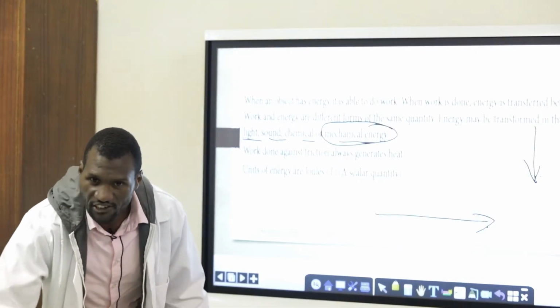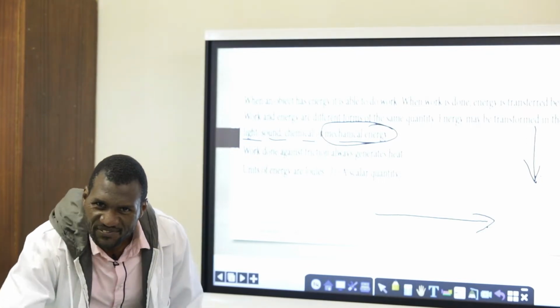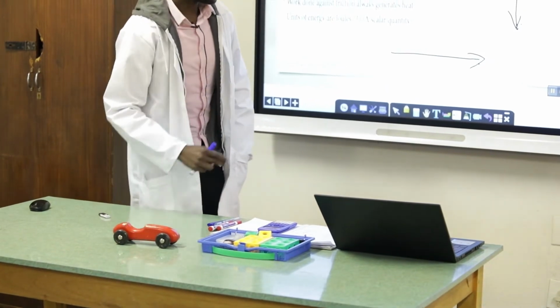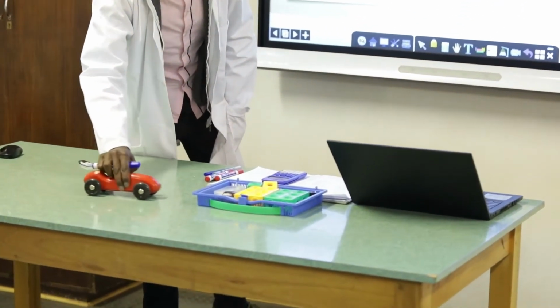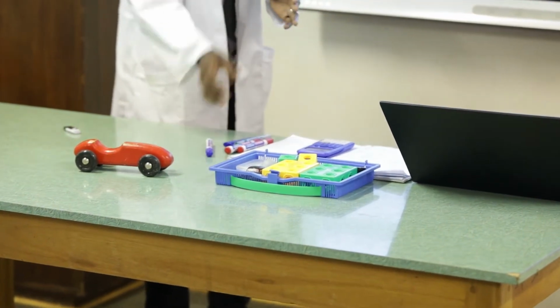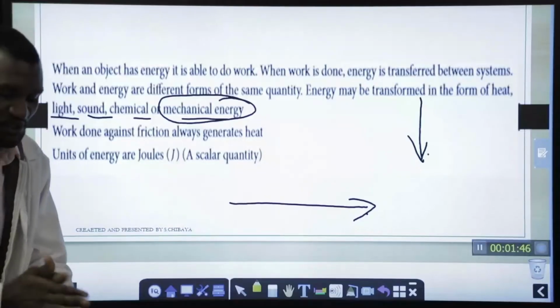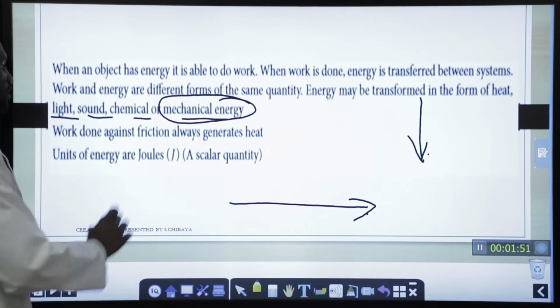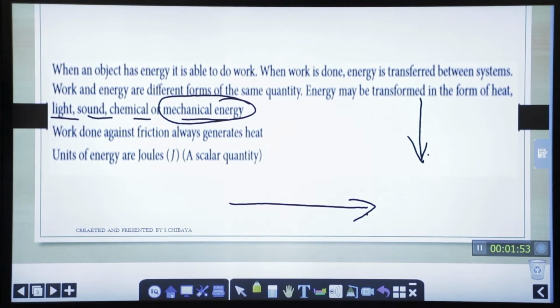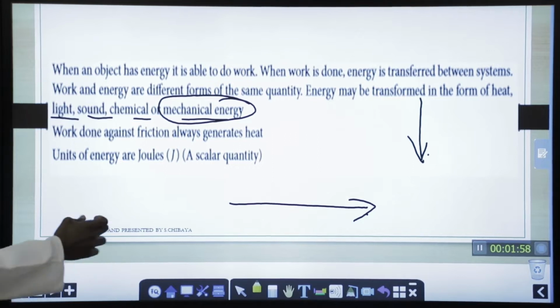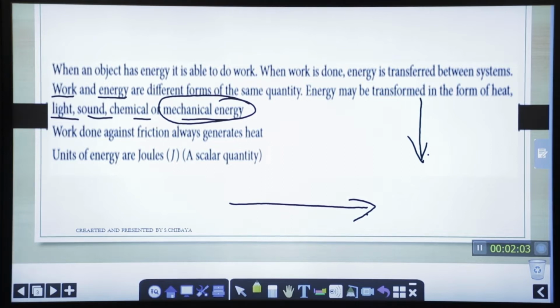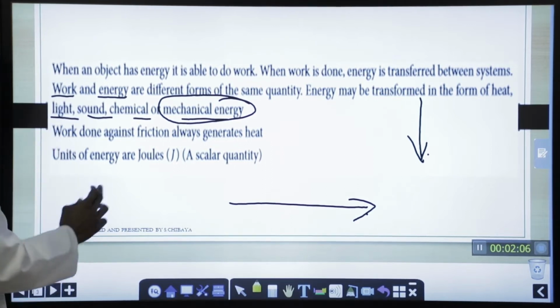So when there is a frictional force, work being done by friction often produces heat. On a cold day, you rub your hands together, that often produces heat, right? Units of energy are joules. Joules are a scalar quantity. And you can agree with me that when we calculated work done by objects, we also put it in joules.